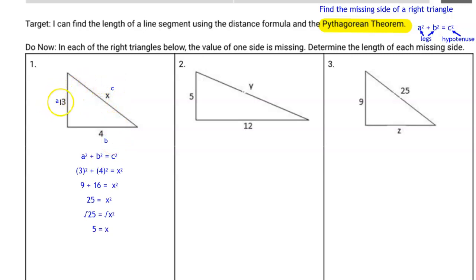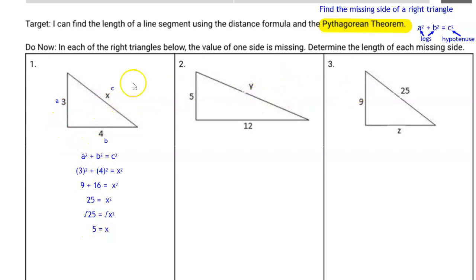Generally, students choose A as the smallest leg, B as the second smallest leg, and then C as the longest side, the hypotenuse. The A and B are interchangeable, but if you always do A is the small side and B is the medium side, you will be good to go. So a squared plus b squared equals c squared, substituting those values in and evaluating, 9 being 3 squared and 16 being 4 squared. We're adding those together and then solving for x, getting x is equal to 5. So this is a 3, 4, 5 right triangle.